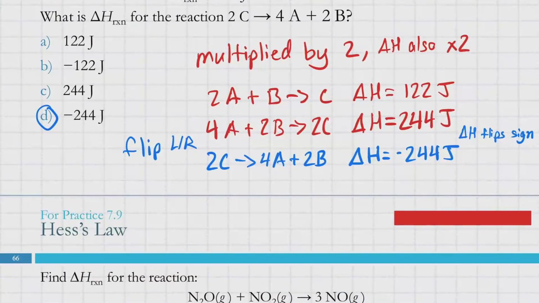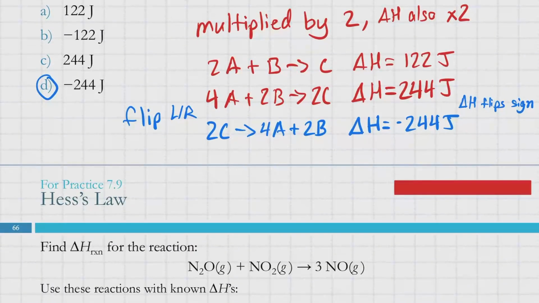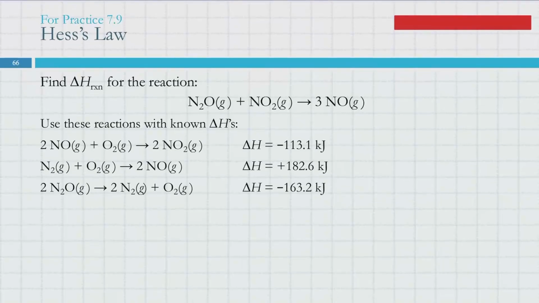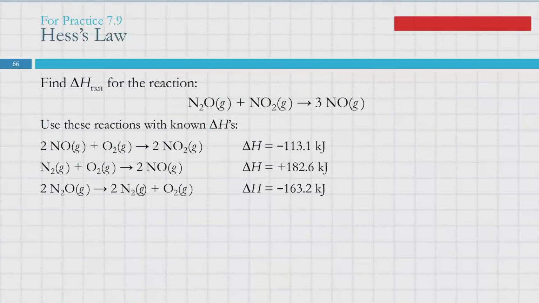All right, now trying it out with some Hess's law, so adding reactions together. This is an example of what you might see as a free response question on an exam. So we want to find the delta H of the reaction for this reaction. So we've got N2O plus NO2 goes to 3NO. And we've got some reactions with known delta H values. So our goal is to figure out how we can rearrange these reactions so that we get this reaction out at the end.